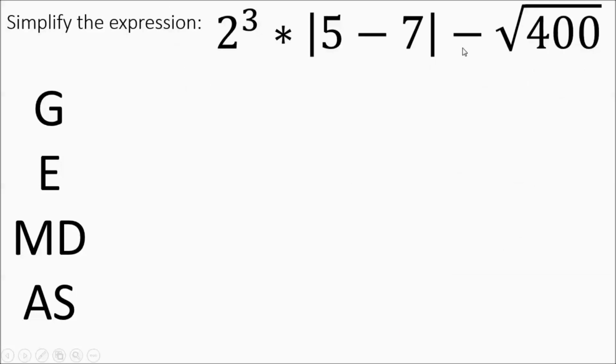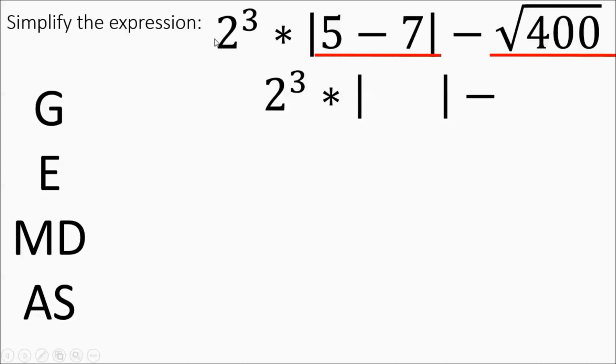And here we go, 2 to the third times the absolute value of 5 minus 7 minus the square root of 400. Pause it, try working it out. We're going to look at our grouping. We've got some grouping here as well as some grouping here. I'm going to drop down the things I'm not using, 2 to the third times, and then empty absolute value bars minus whatever this works out to.